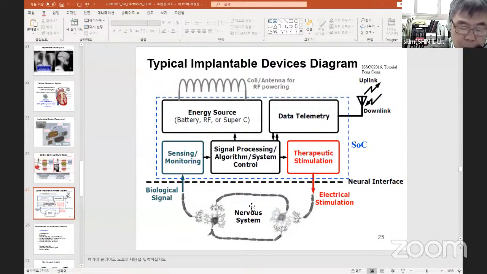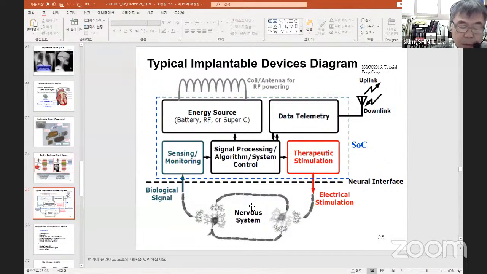This slide shows the simplified diagram for implantable devices that include 5 parts. At the top is the energy source. It can be a primary or a rechargeable battery, or it could be an RF power source with a supercapacitor. But anyhow, it provides the energy source to the device. Then you have data telemetry, which is used to control the device and extract data. At the bottom is the nervous system.